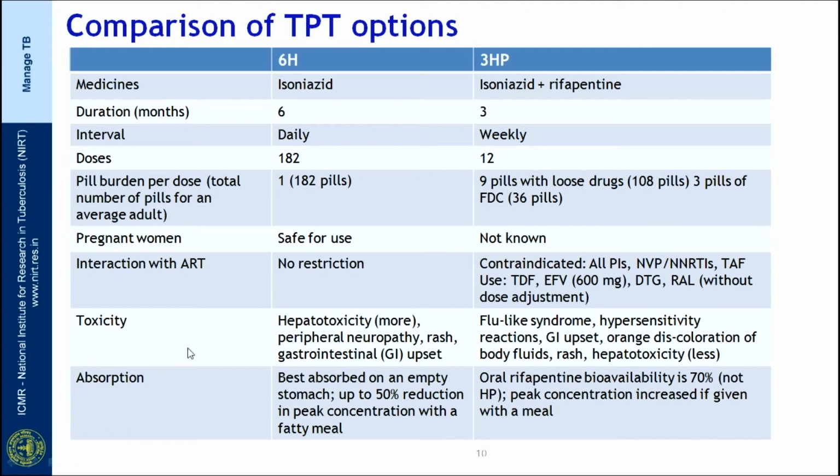The toxicity, hepatotoxicity, is more here, and this is one of the most important side effects that individuals can develop, and therefore there is a need to monitor the liver enzymes, and once the liver enzymes are elevated 3 times or more, then the isoniazid will have to be stopped. This is one of the most severe complications that can happen when TPT is given, and therefore we have to be cautious when using TPT because of this. Now, the chances of hepatotoxicity are much more in individuals who receive 6H, whereas the chances of hepatotoxicity are less, and also the occurrence of side effects is relatively mild and less with the 3HP regimen.